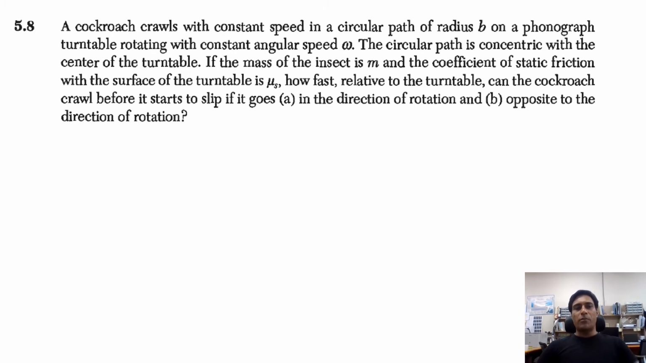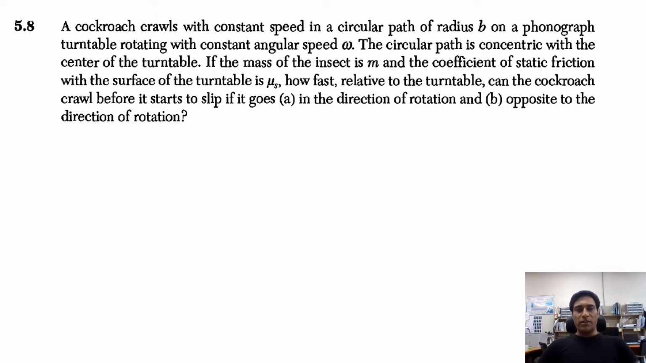The statement of the problem: a cockroach crawls with constant speed in a circular path of radius b on a phonograph turntable rotating with constant angular speed omega. The circular path is concentric with the center of the turntable.